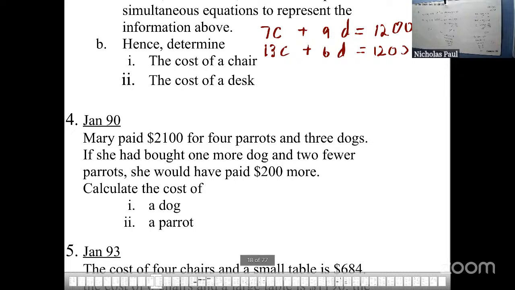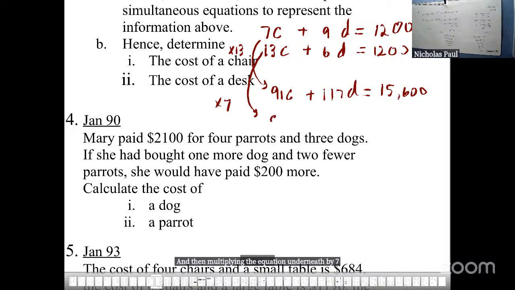Right, so I'm going to multiply the one on top by 13. 7 by 13, what, 91? Yeah, 91C. Right, and then 9 by 13 is how much? 117D. And then 13 by 1200 is 15,600. And then multiply the equation underneath by 7. You'll get 91C plus 42D, correct? Is equal to 8400.